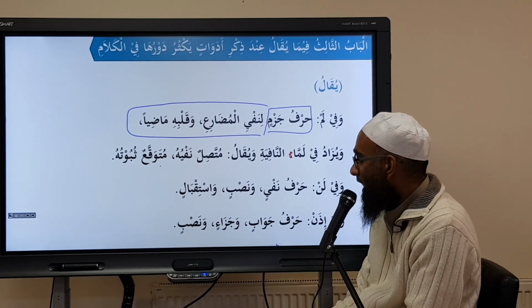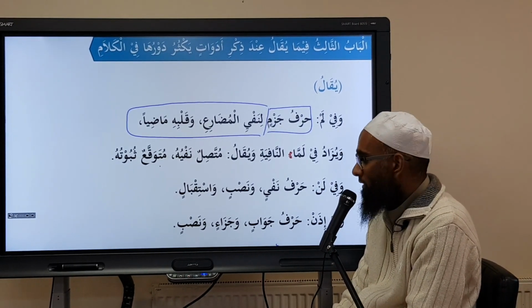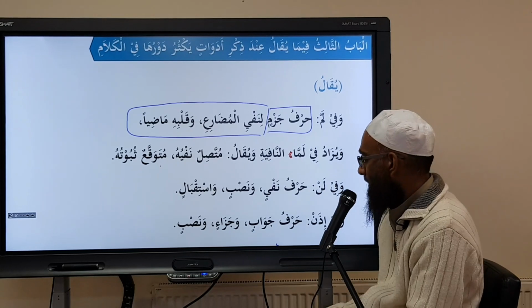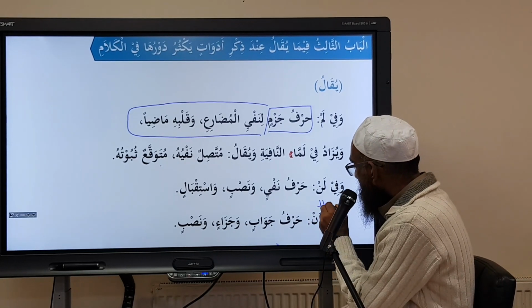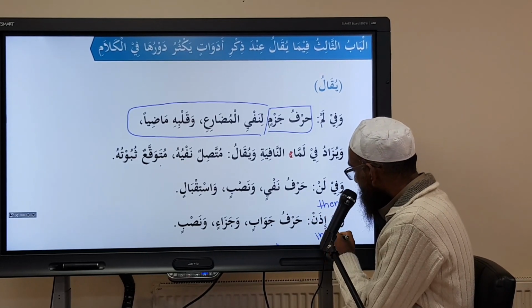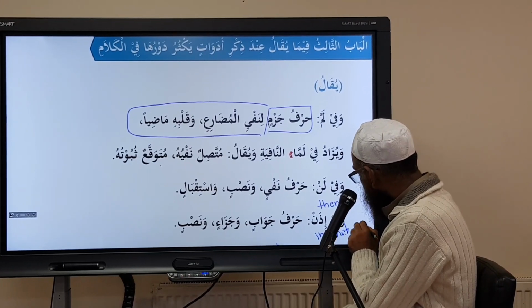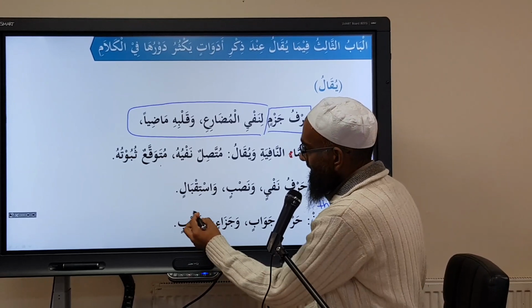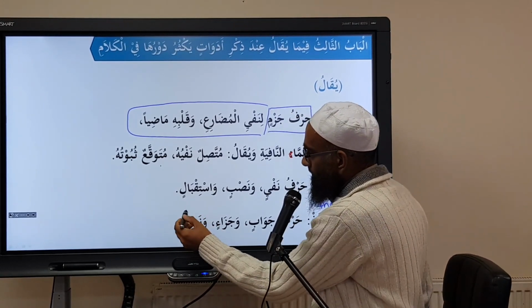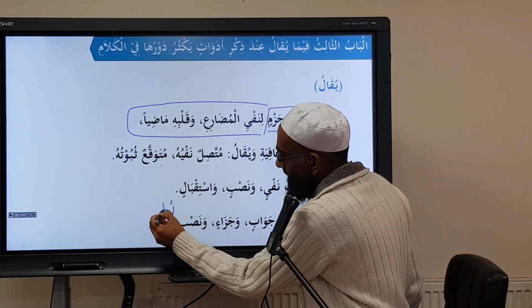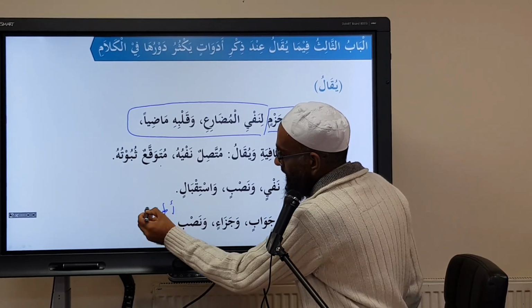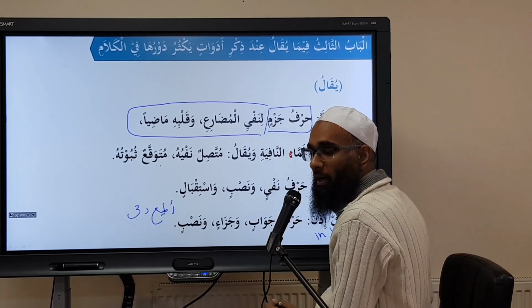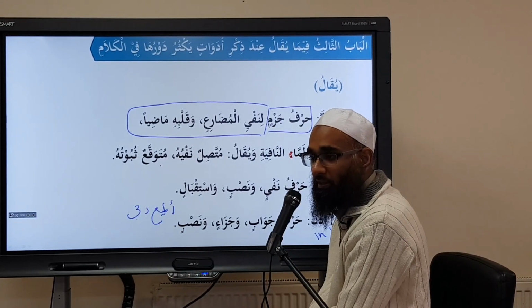وفي إذن. When you have إذن, you say حرف جواب وجزاء ونسب. What does إذن mean? Then, in that case. Okay, simple example given in books. It says here. Say أطيع ربي. I will obey my Lord.